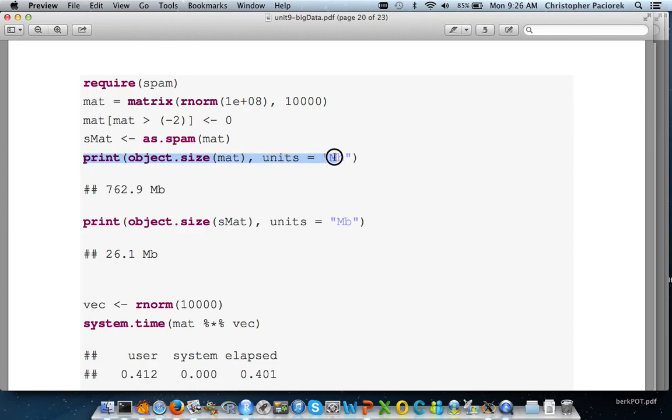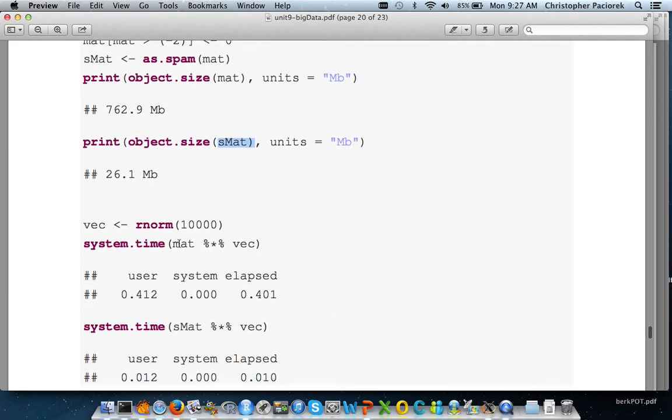And I can print out the sizes of the objects, either the original matrix, so this guy here, or the sparse matrix, so that guy here. And you can see we've gone from about 800 megabytes to about 26 megabytes. So that's quite a bit of savings in terms of space.